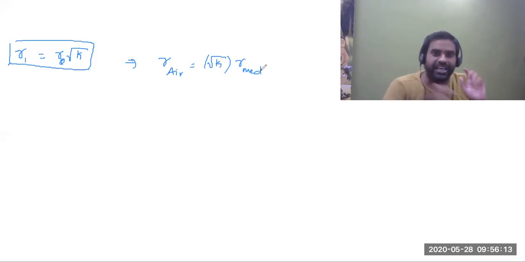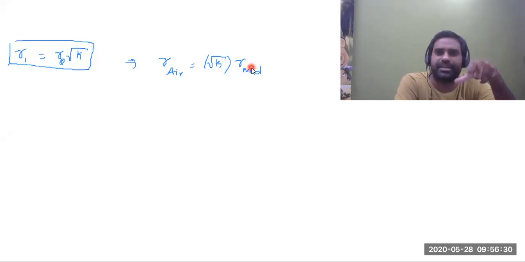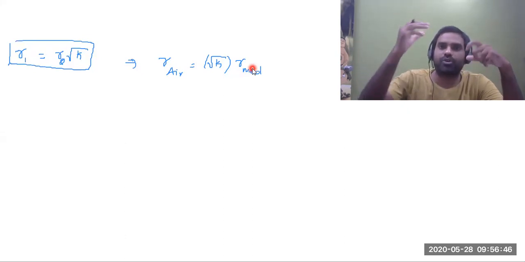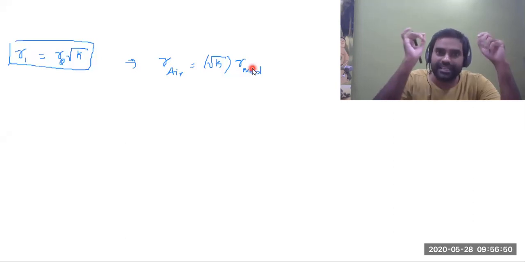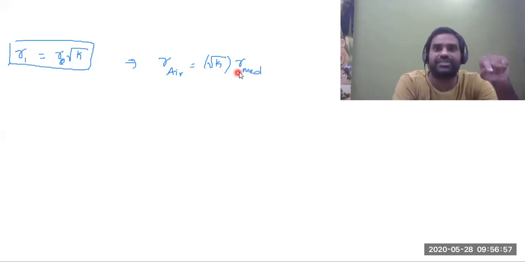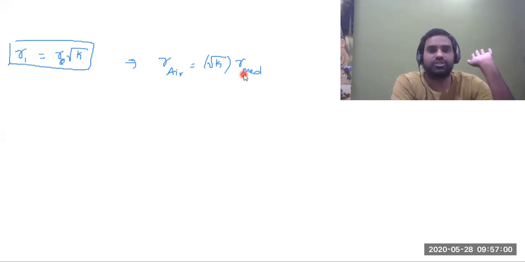I repeat, students, if the two charges are separated by some R medium distance, I repeat friends, if the two charges are separated by R distance in the medium, and then you shift the same charges to the air and want to maintain the same force, then in such a case, the distance to be maintained in air is equal to root K times the distance in the medium. I hope you might have understood what I'm saying.